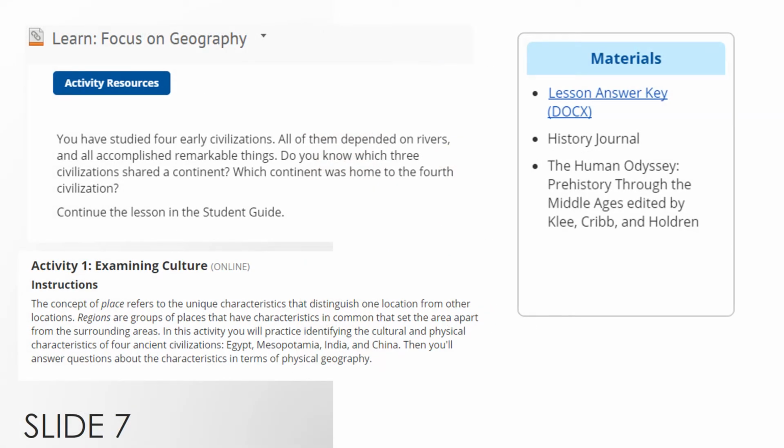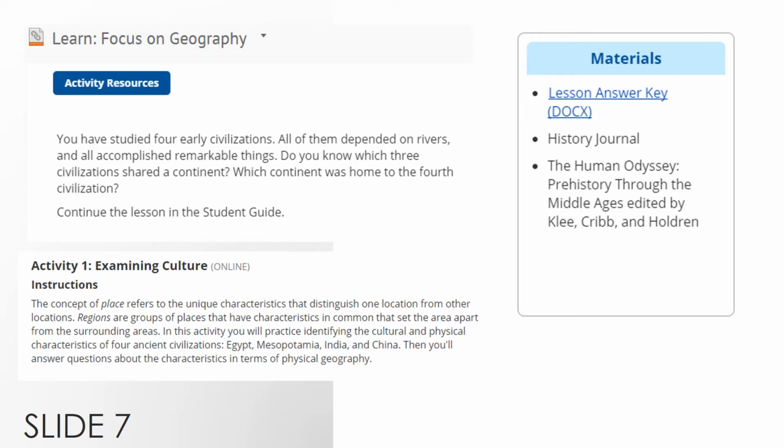All right, and then you're going to take a moment to focus on geography. So you've studied 4 early civilizations. All of them depended on rivers and all accomplished remarkable things. Do you know which 3 civilizations shared a continent and which continent was home to the 4th civilization? And then it tells us to continue the lesson in our student guide.